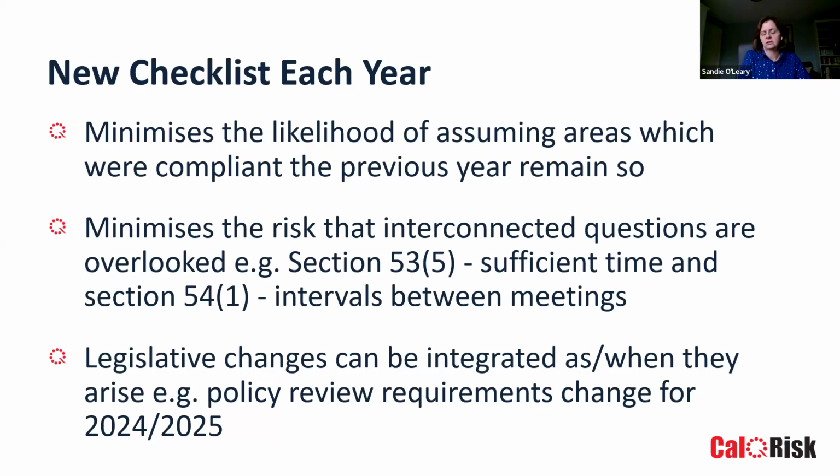It also gives a chance to integrate the more recent legislative changes as and when they occur. So when you generate your new checklist, you can make sure that anything that has changed in the year between will be adjusted for that particular checklist. As I said, the material breaches report can be populated from the output from the checklist.